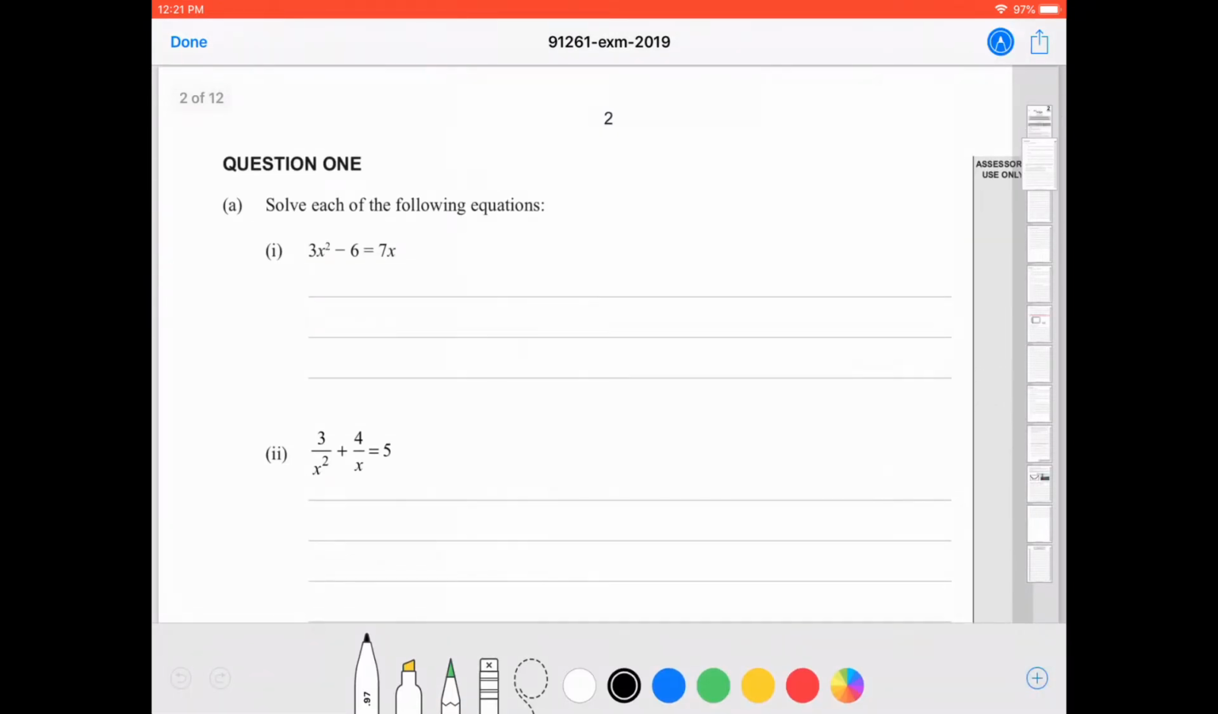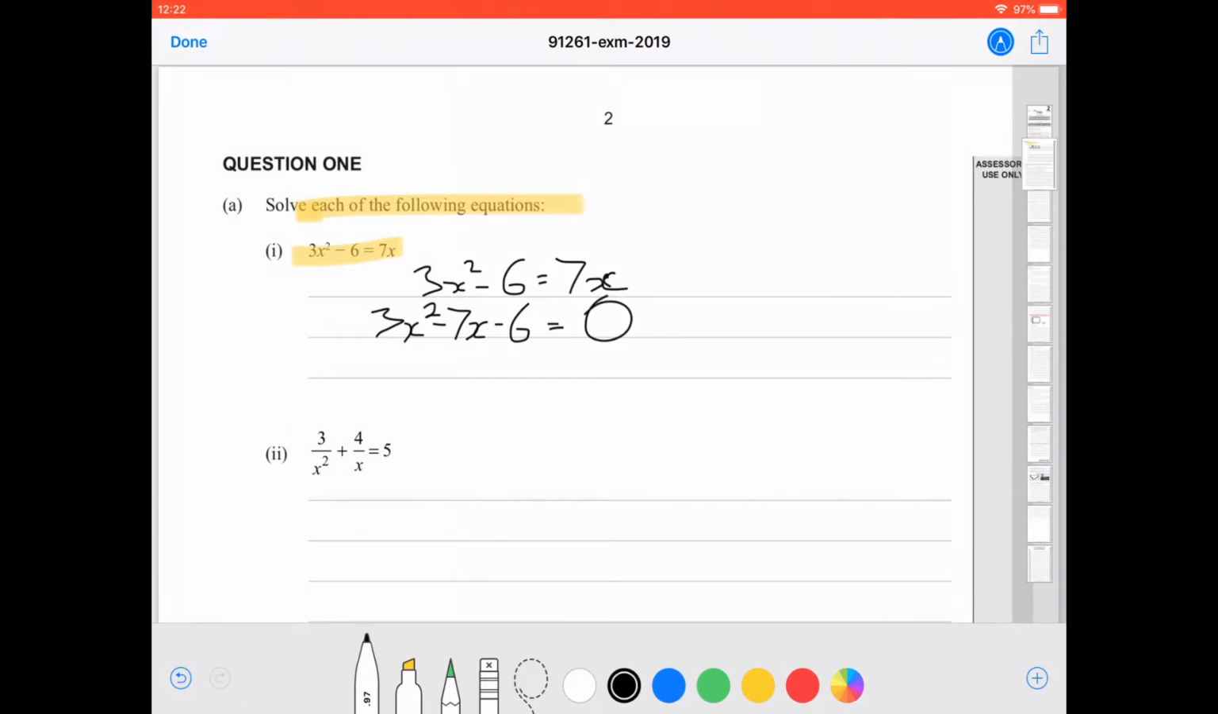So question 1a, we've been asked to solve each of the following equations. The first one here is 3x squared minus 6 equals 7x. So we've got 3x squared minus 6 equals 7x, and this is a quadratic, so we're going to bring everything to one side. We're going to say 3x squared minus 7x minus 6 equals 0.